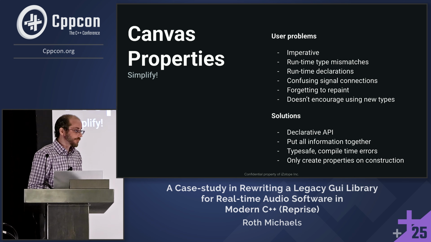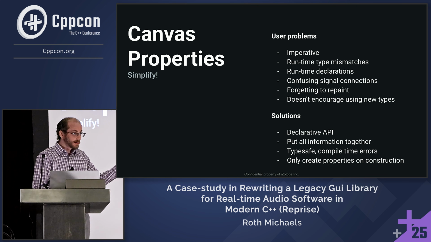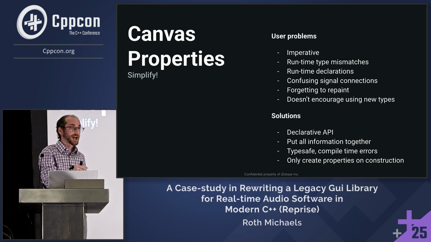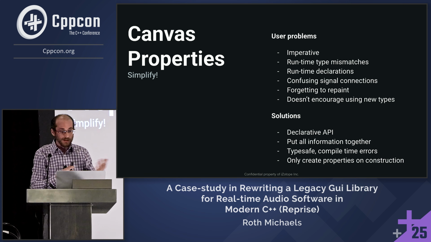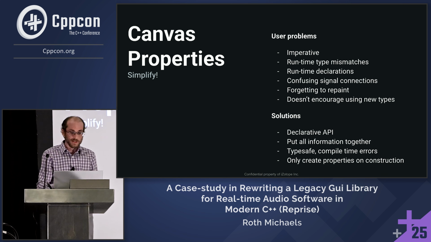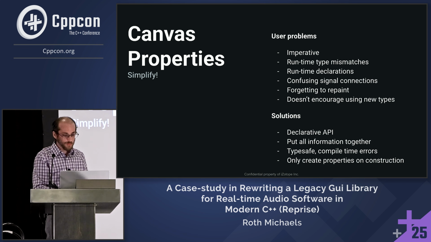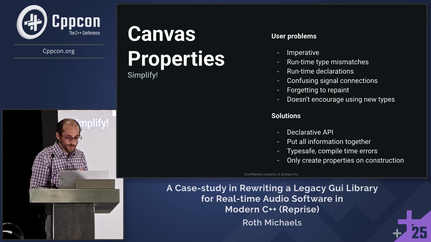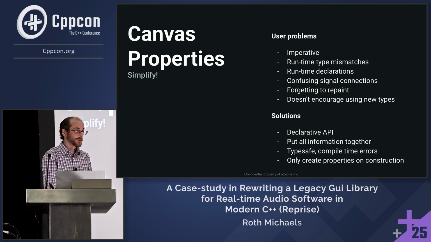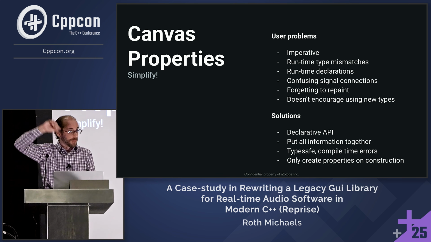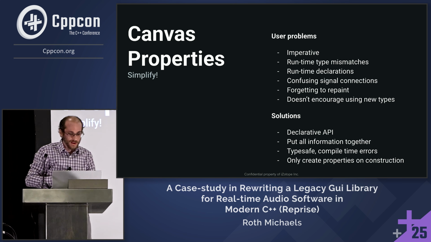If you have a property that changes a color, it's your responsibility to know when that changes. I have to write code every time: oh, this property changed, I need to know, I need to repaint. And it didn't encourage people to make new types. So the solutions: let's make a declarative API, put all the information in one place so we don't repeat ourselves, make it type safe with compile time errors, and only create properties on construction. That's the other weird thing about doing it imperatively. You could add properties at any point in a class's lifetime, which also made it confusing.